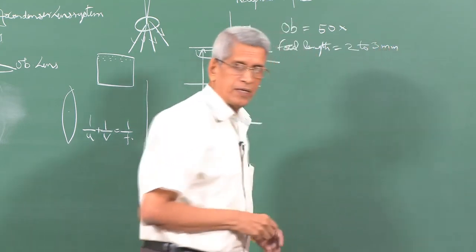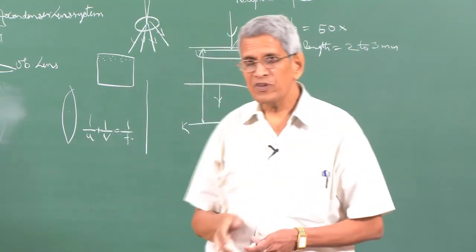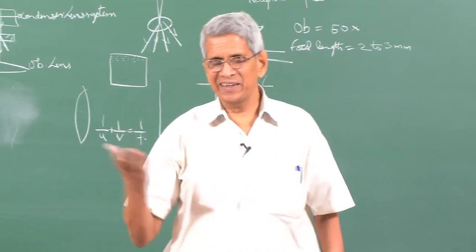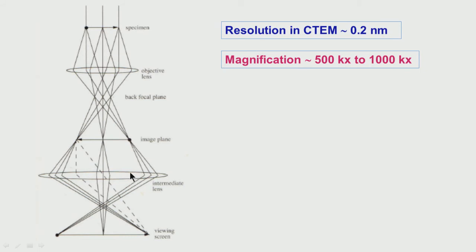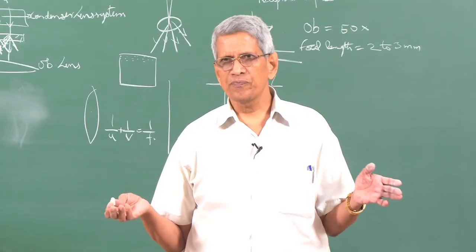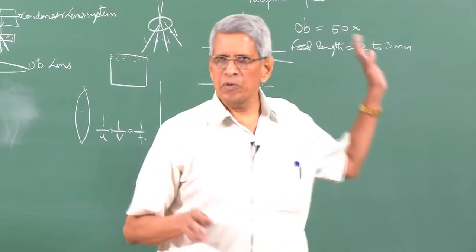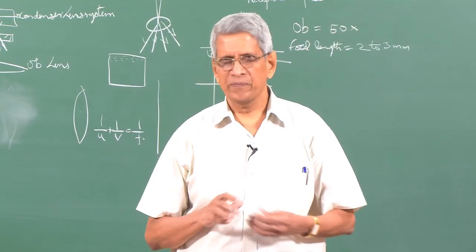Okay. And what we are thinking of is 500,000 or 10 million. For that, if we use a further 3 intermediate lenses and a projector lens, each having a magnification between 10 to 15 times, then we will be able to reach this magnification.